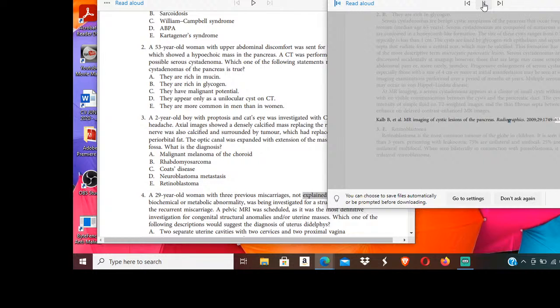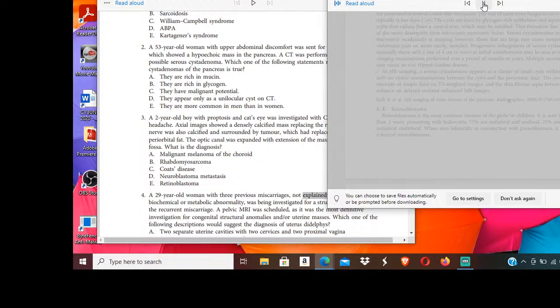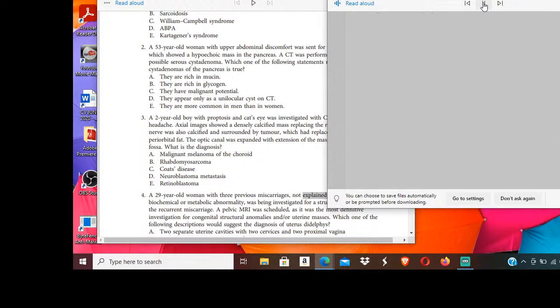3. Retinoblastoma is the most common tumor of the globe in children. It is seen in children less than 3 years, presenting with leukocoria. 75% are unilateral and unifocal, 25% are bilateral or unilateral multifocal. When seen bilaterally in conjunction with pineoblastoma, it is called trilateral retinoblastoma. CT is preferred and shows clumped or punctate calcification, 95%, in the posterior aspect of the eye, extending into the vitreous humor with minimal enhancement.